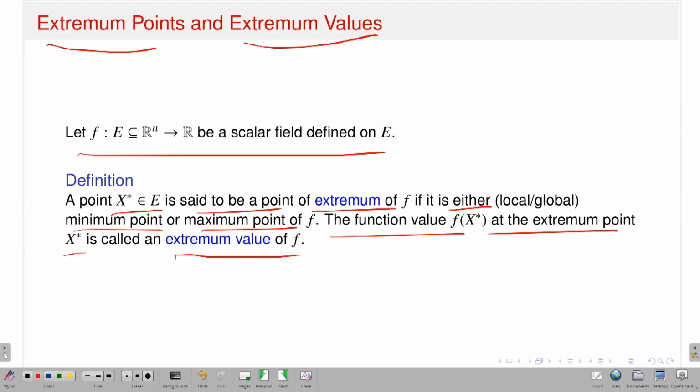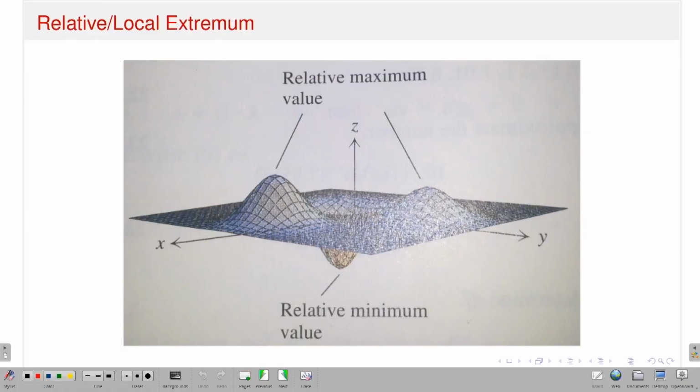So, first the point will come and then the value will come, and that point is known as point of extremum of f, and the value is known as extremum value of f. That means it could be local, global, maximum, minimum, could be anything. So, those are the definitions, extremum points and extremum values. Okay, some examples I have given.